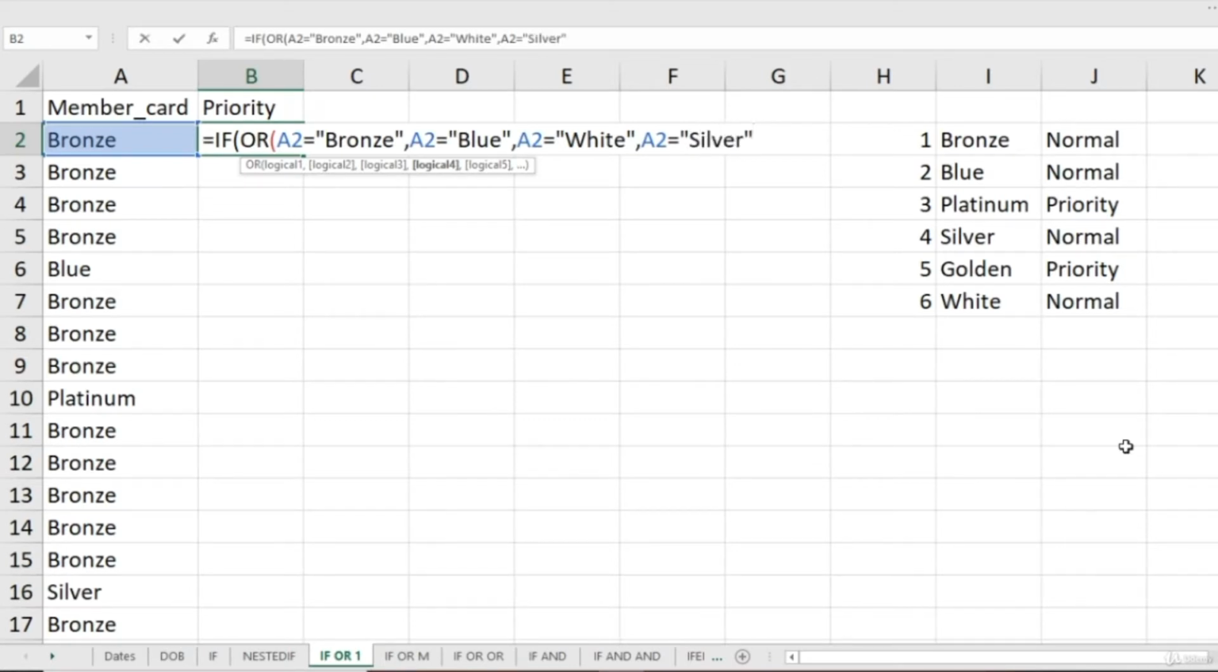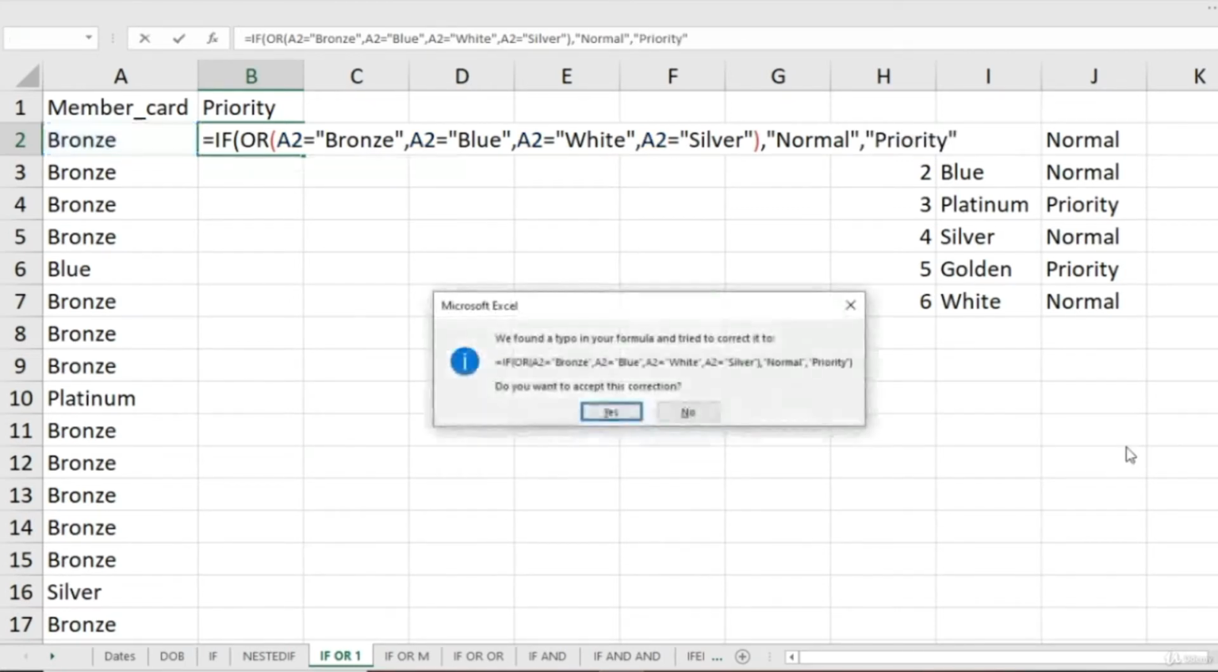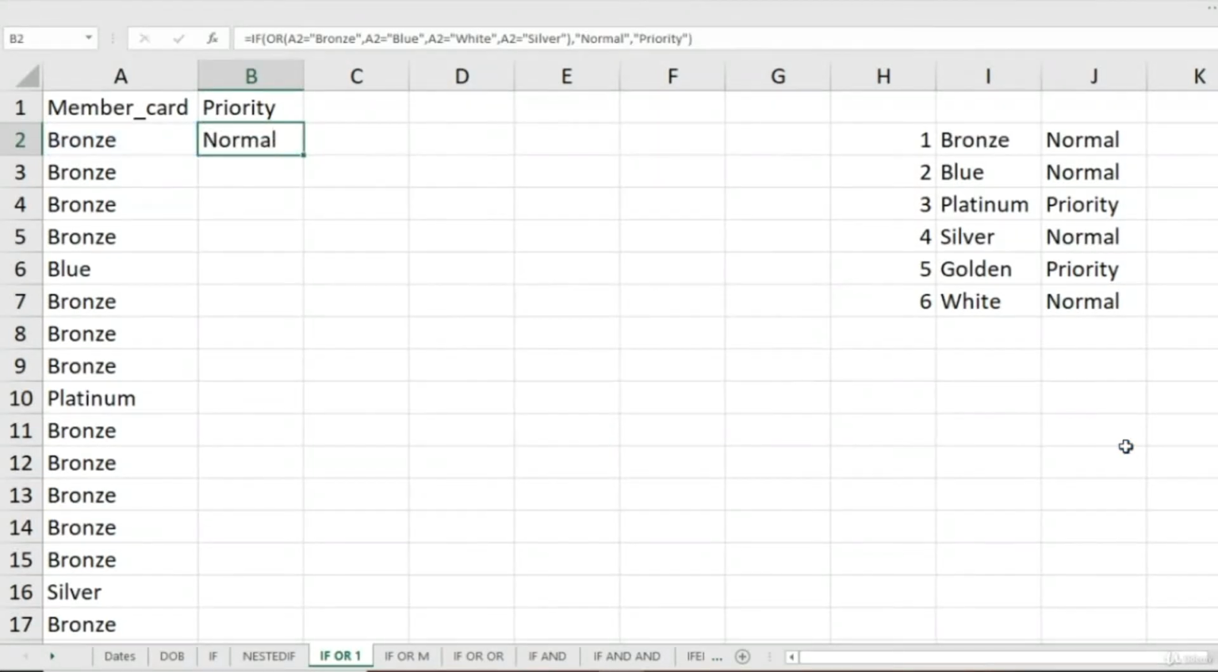So I have basically mentioned that if any of these conditions meet, if A2 equals bronze, if any of them, so OR actually represents any of them. So A2 equals bronze, or A2 equals blue, or white, or silver. If any of these conditions meet, I will close the bracket now. So I will say please get us normal, and comma, and then value if false is basically priority. So let's press Ctrl Enter, and here we have this value as normal.